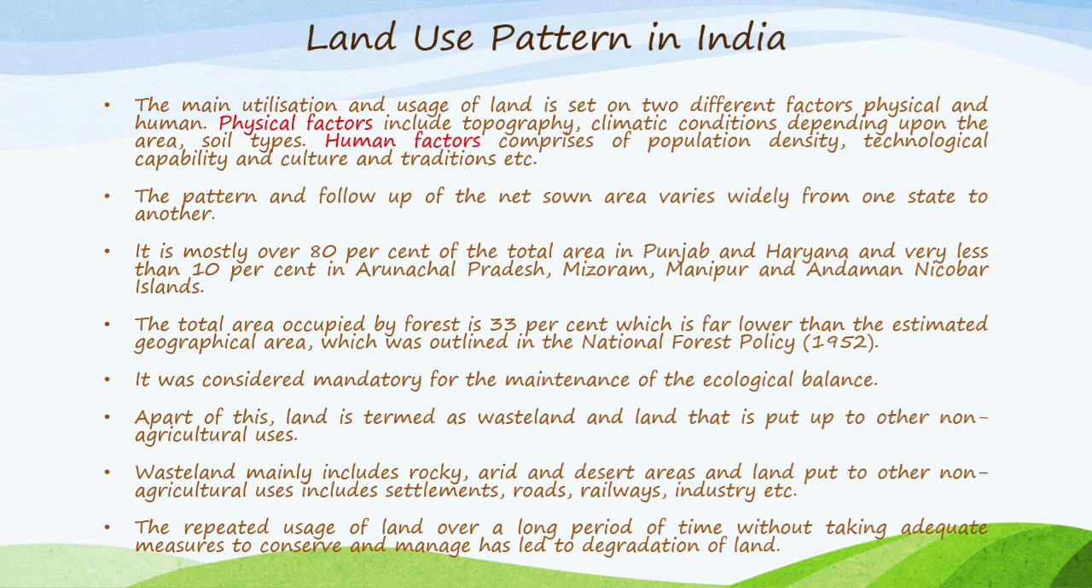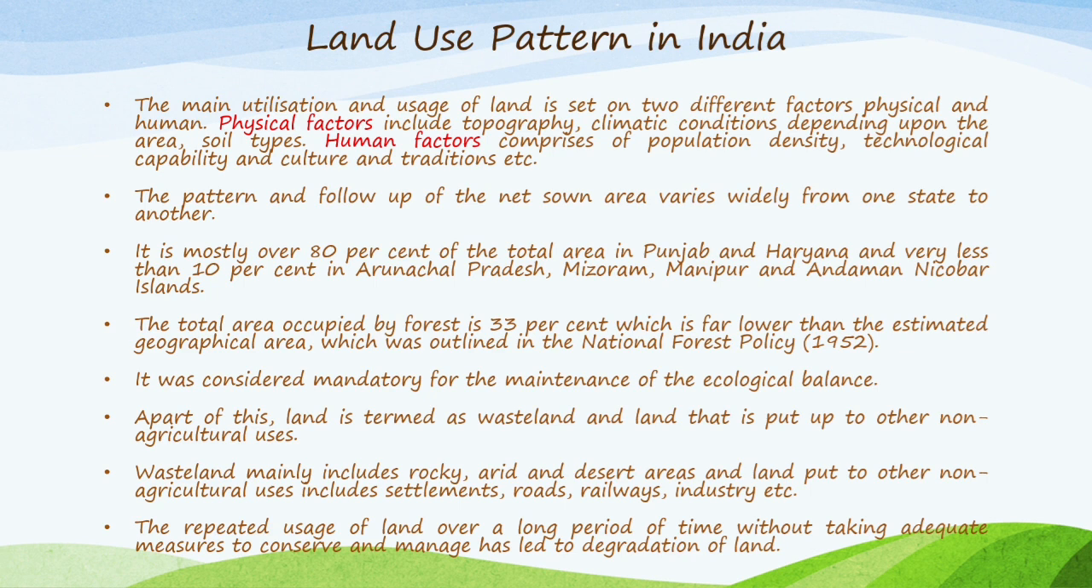So how does it differ from one state to another? If we take an example of Punjab and Haryana, we will find that more than 80% of the area is being used, and in places like Arunachal Pradesh, Mizoram, Manipur and Andaman Nicobar, hardly 10% of the land is used. The total area occupied by forest should be 33% according to the 1952 National Forest Policy for India. We have to maintain our ecological balance also, so we should not drop that. Forest should be a minimum of 33% in India. It can be more, but it should not be less than 33%.